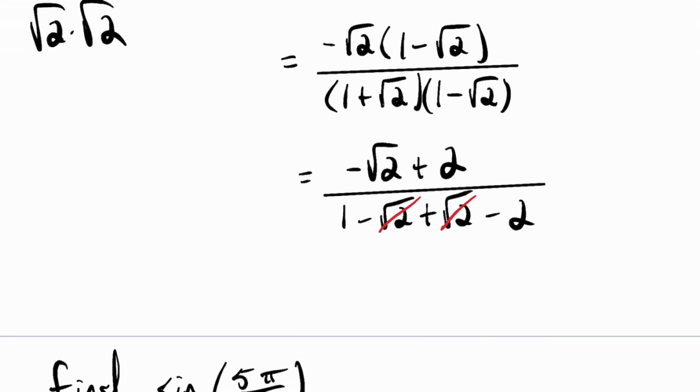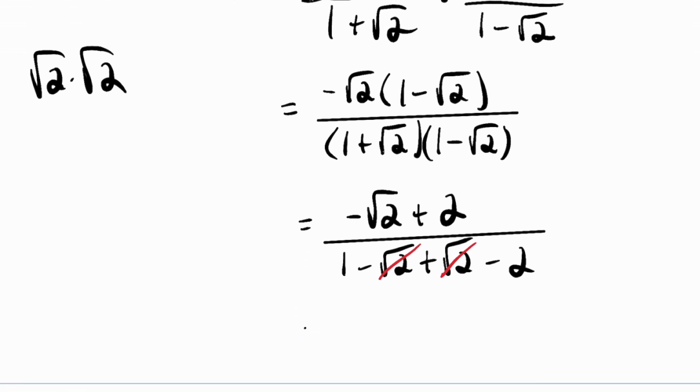So what do we get? Well, I'm going to get negative root 2 plus 2 all over, well, the new denominator is negative 1. So I can then divide each term in the numerator by negative 1, and I'll get root 2 minus 2.